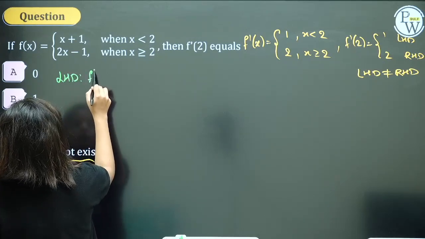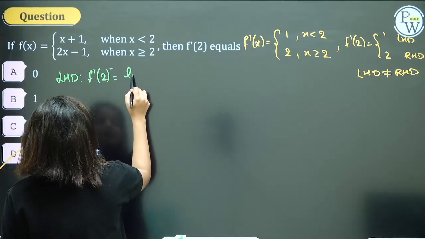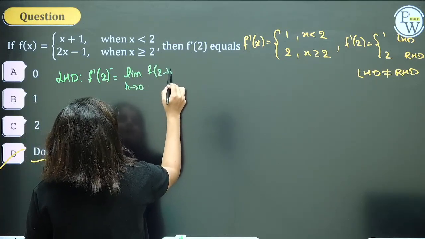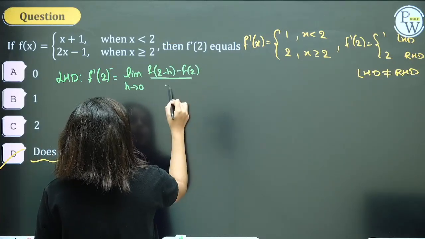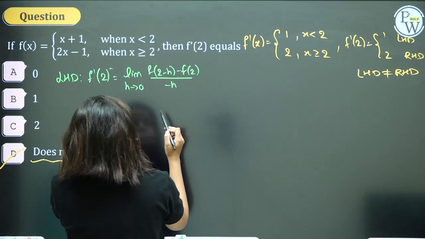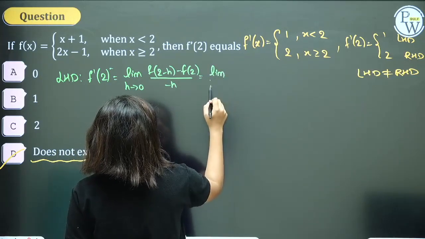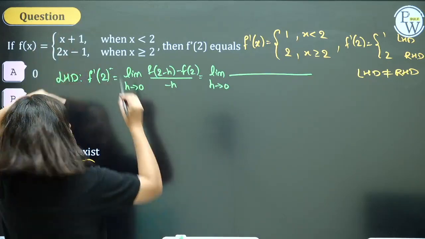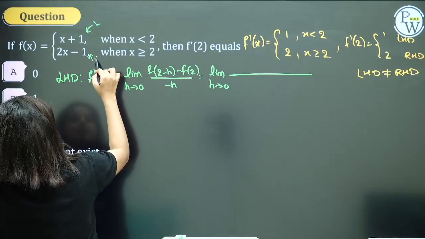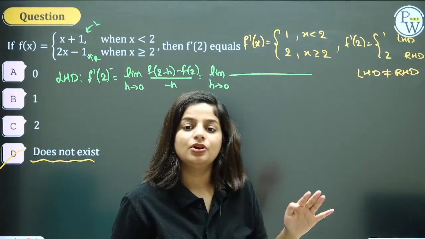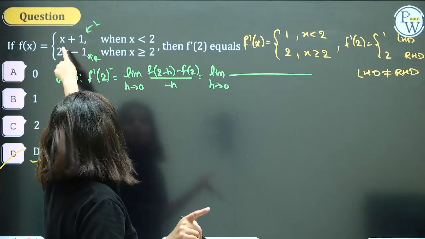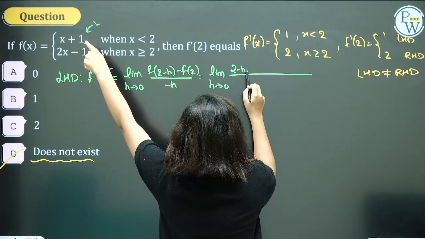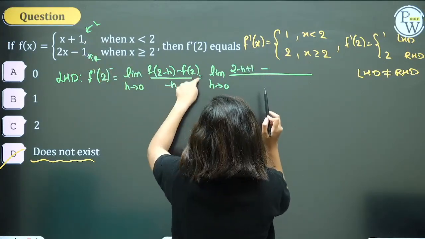LHD, write down the formula. F dash of 2 minus is equal to limit h tends to 0 f of 2 minus h minus f of 2 upon minus h. What is f of 2 minus h? F of 2 minus h means in the left hand derivative function. This is your left function, right function, isn't it? Less than 2, greater. So in the left function, in place of x, you will put 2 minus h. In place of x in this function, 2 minus h plus 1, right? Minus f of 2.